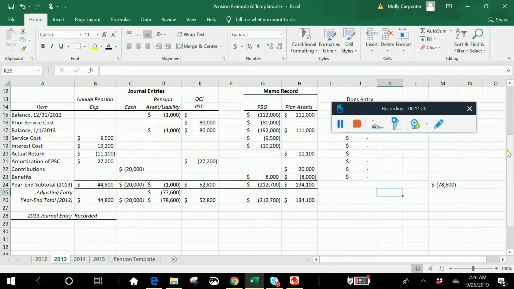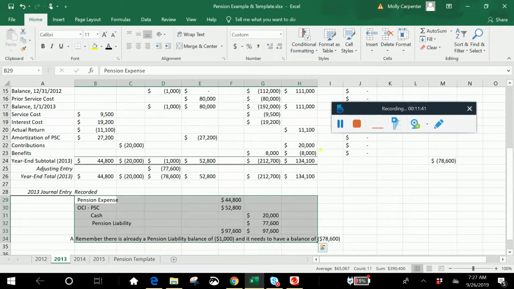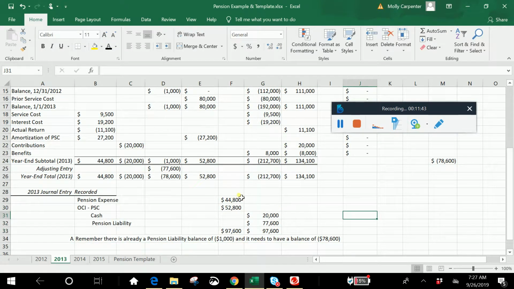And we are going to have a debit to OCI prior service cost of $52,800. The reason that it's $52,800 is originally it would have been a debit of $80,000, but then we amortized a portion of that, $27,200. So a debit of $80,000, a credit of $27,200 gives you a net debit of $52,800. If we fill that out, what we want to check for is to make sure that our entry balances. So we have debits of $97,600, we have credits of $97,600, so we are good.